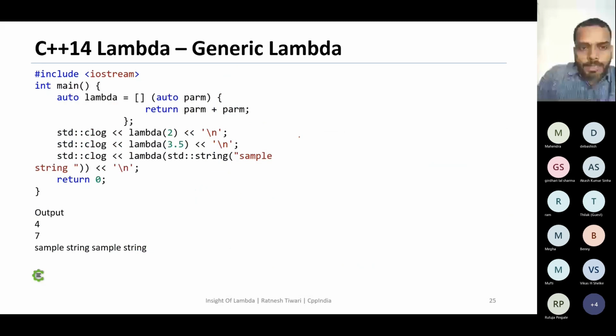So here we can see that I have written a generic lambda, and I am able to call it with an integer, a double, and a string, and it gives me the output as expected. So this is the benefit of writing a generic lambda.